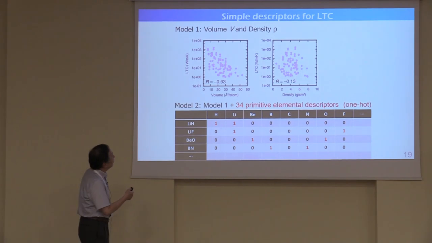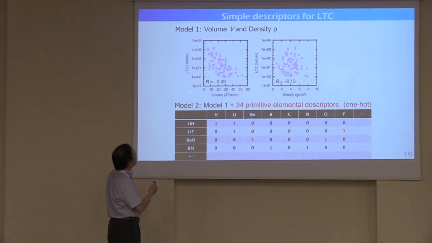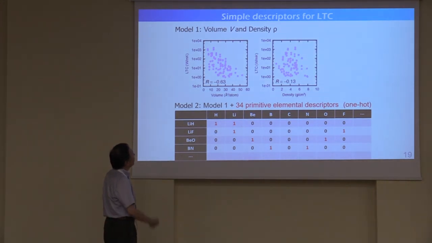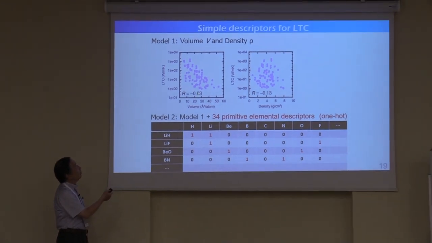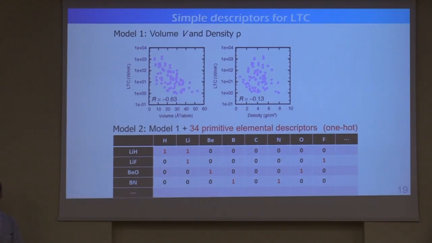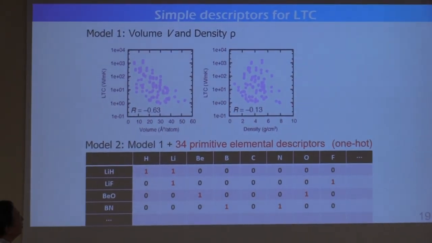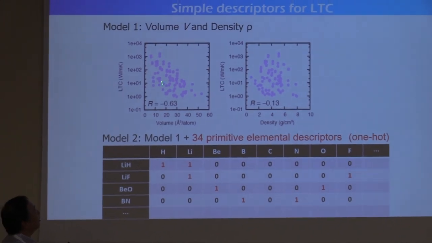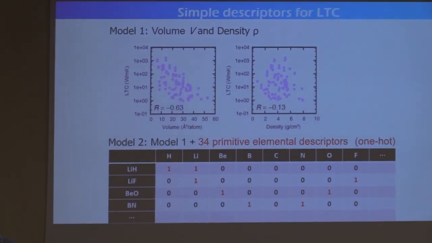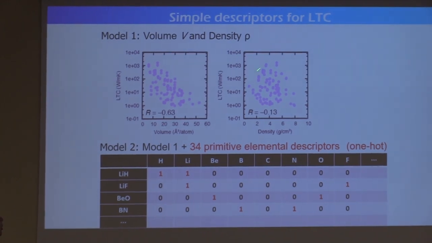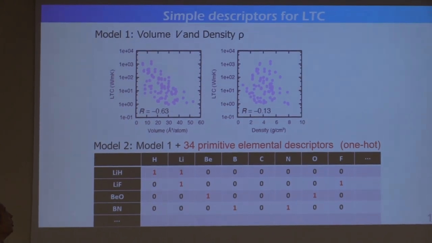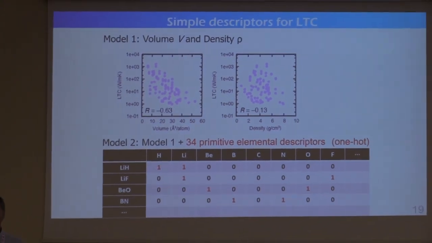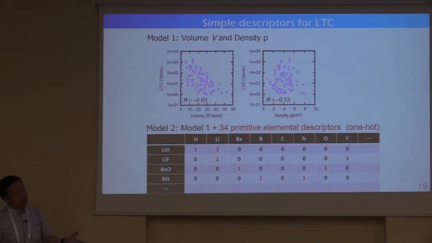Of course, if we plot crystalline volume versus lattice thermal conductivity, the correlation is not so good. The correlation factor is minus 0.6. The correlation is quite bad. Many people may think that, well, if the correlation is so bad, it is not useful. The correlation here is much worse. It's almost no correlation. But then we use them as a parameter, as a feature.